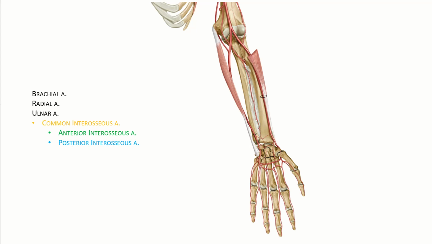Moving on to the forearm, in this diagram of the arteries, we start with the brachial artery coming down from the humerus to the antecubital region. Then it divides into the radial artery and the ulnar artery. From the ulnar artery is a short vessel called the common interosseous artery. That then divides to the posterior interosseous, where we just see a tiny segment, and the anterior interosseous, which runs on the anterior border of the interosseous membrane.